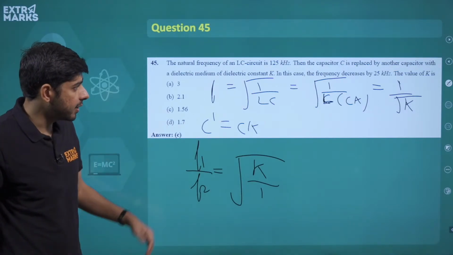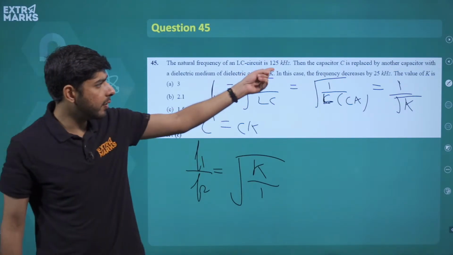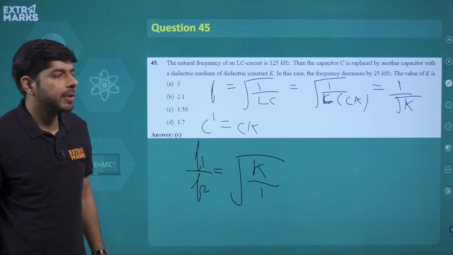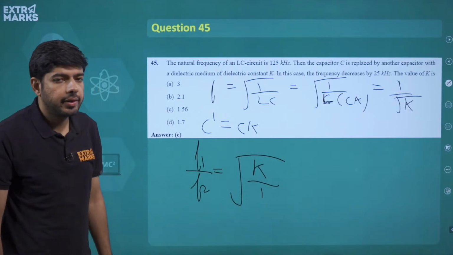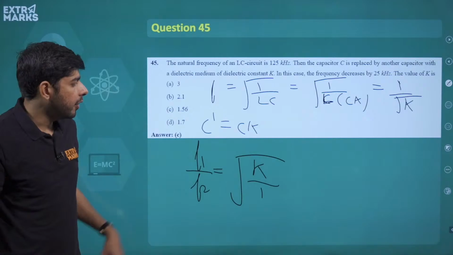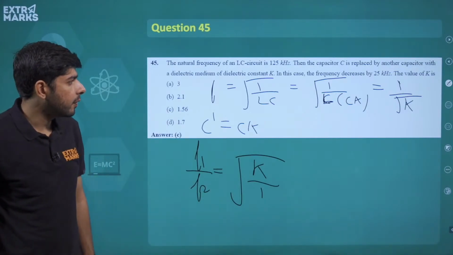So it decreases. Earlier it was 125, now it decreases by, so what is the value it becomes? It becomes basically 100. Alright, I'll leave it for you, and let me know what value you are getting.